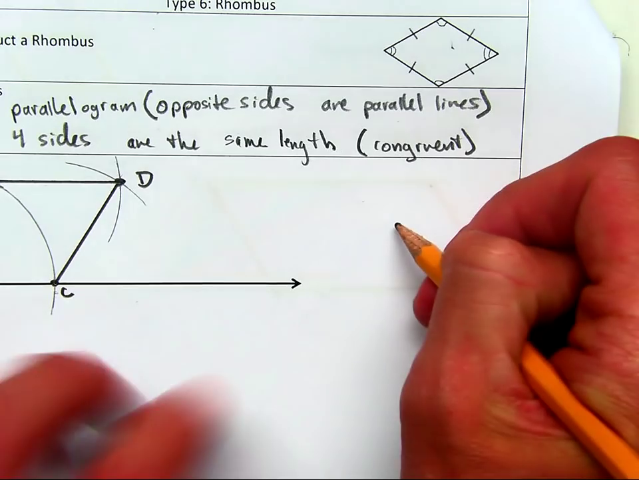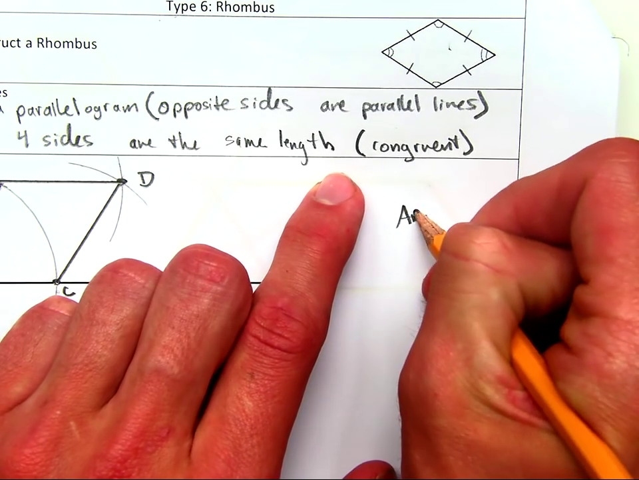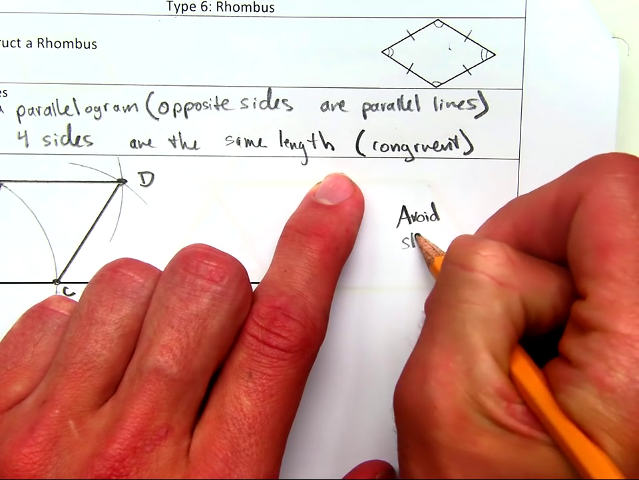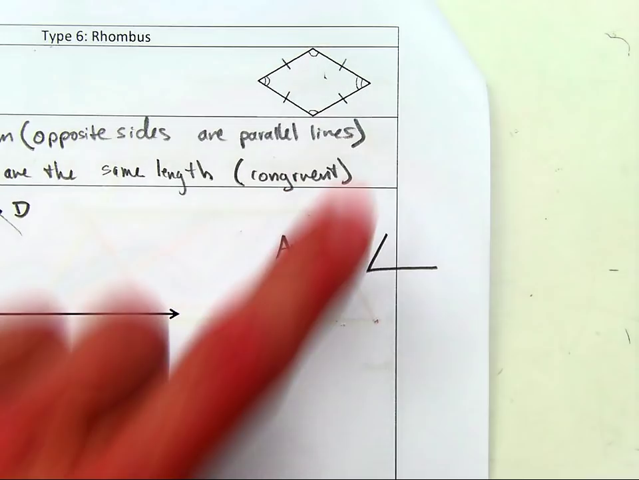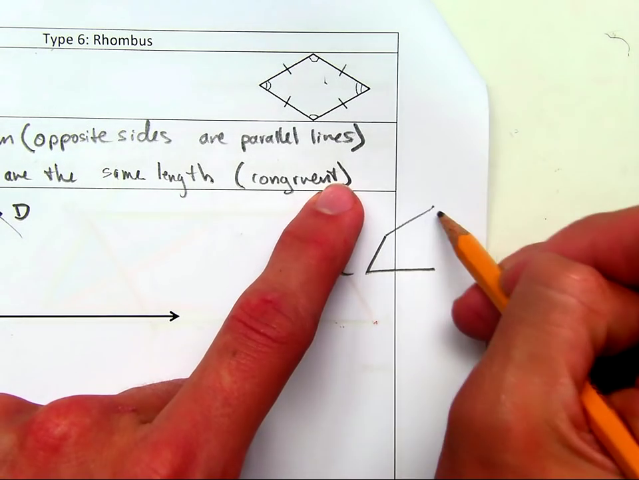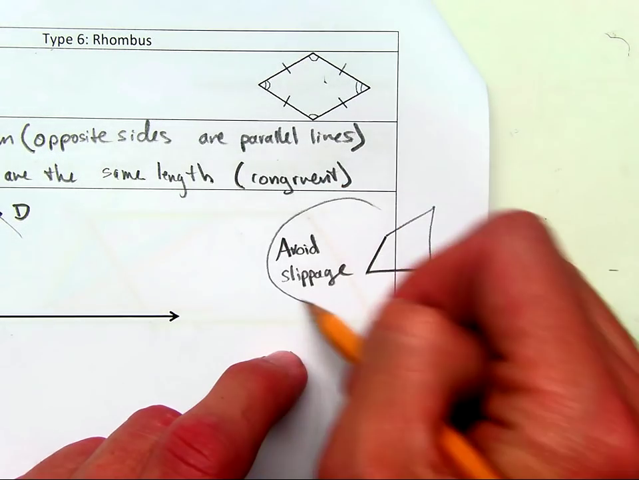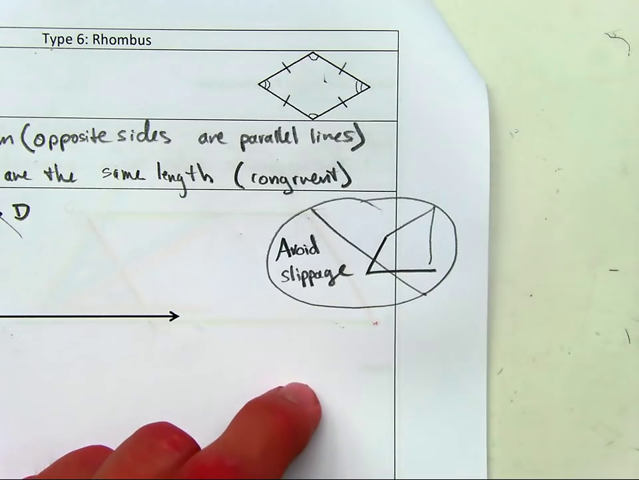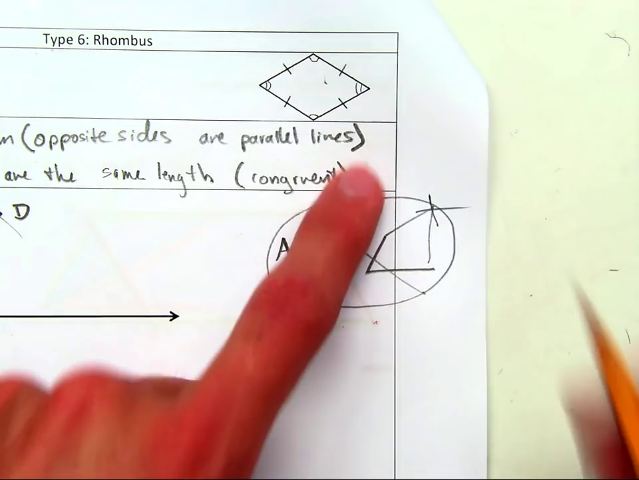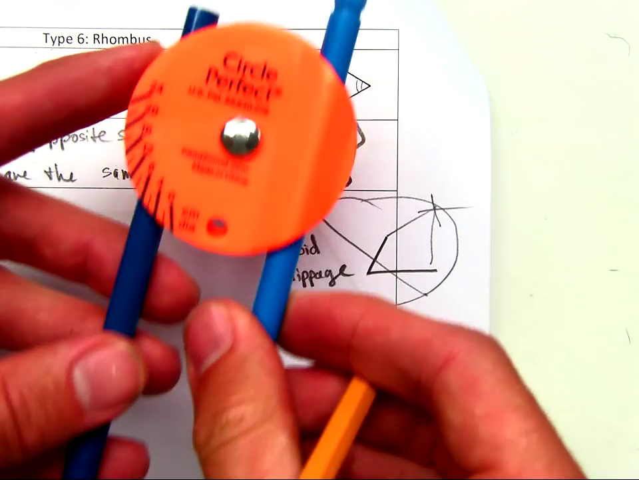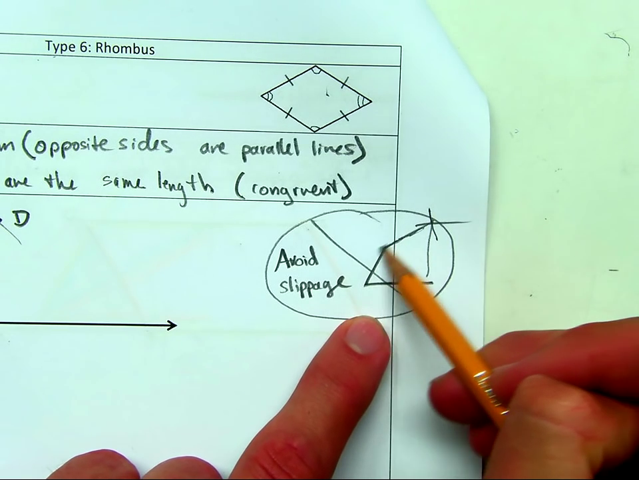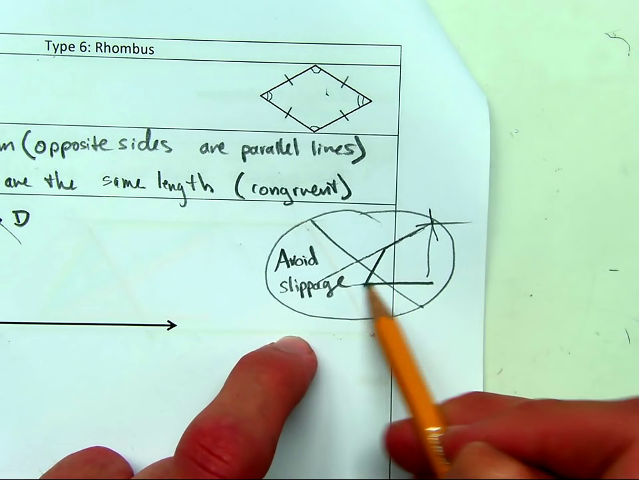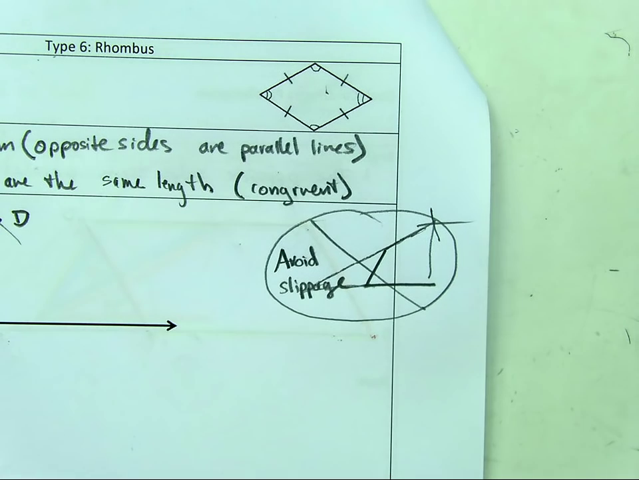Again, avoid slippage. The number 1 mistake I see with these is a student's rhombus. The student's rhombus will look like this. And the reason there is the compass slipped. The compass moved. So make sure this thing's not slipping or moving as you're working. That's not going to be a rhombus because look, if you drew these 2 sides out, eventually they would hit each other. They're not parallel to each other, so it doesn't count.